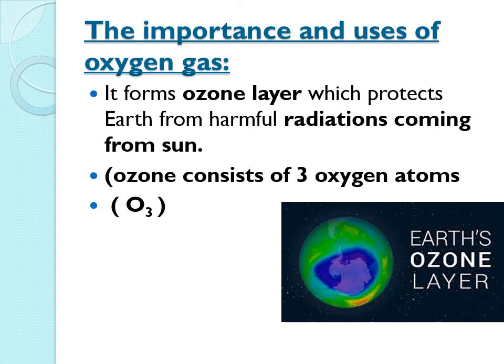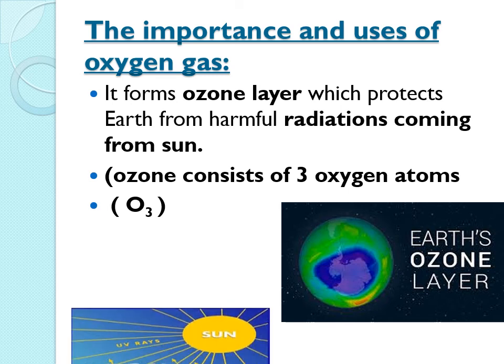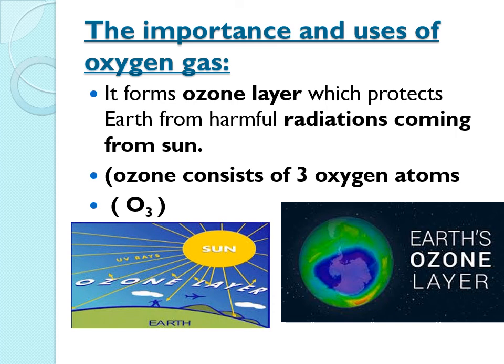Another importance is the formation of the ozone layer. Ozone layer is very important. It protects us from harmful radiations coming from the sun. Ozone consists of 3 oxygen atoms, and its symbol is O3. So oxygen is O2, ozone is O3.